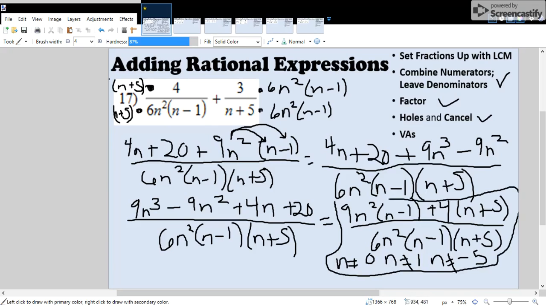So that is going to be our answer. This is our reduced form with our excluded values here.